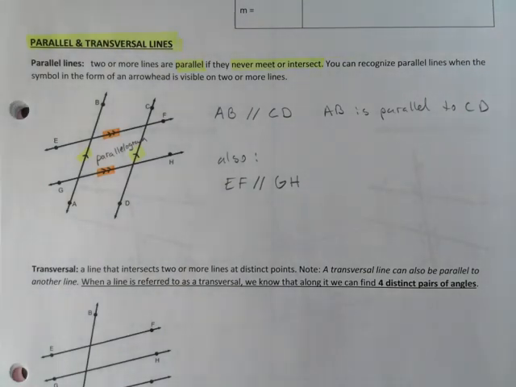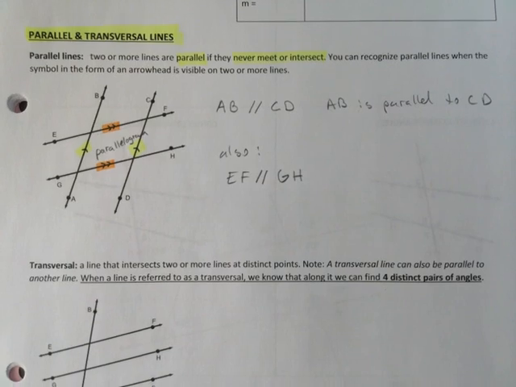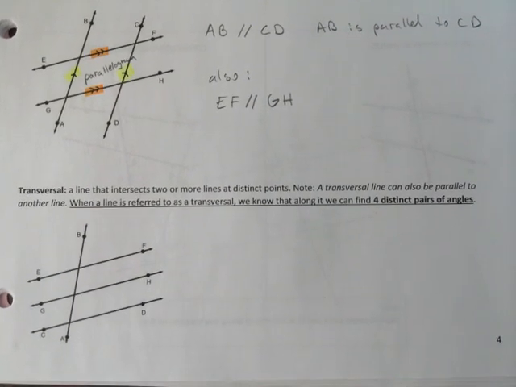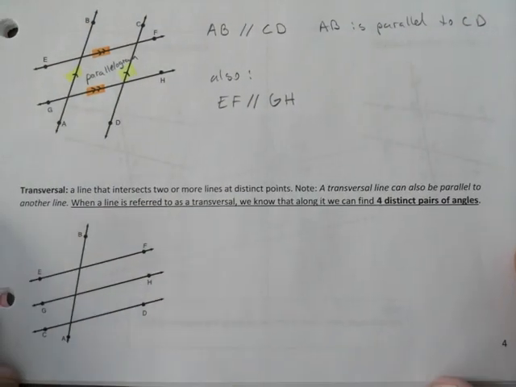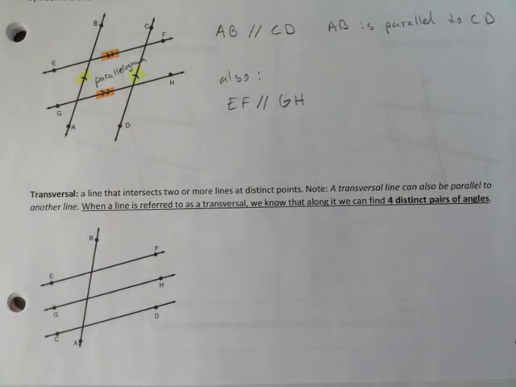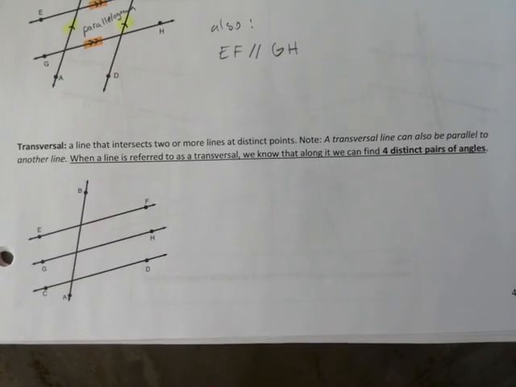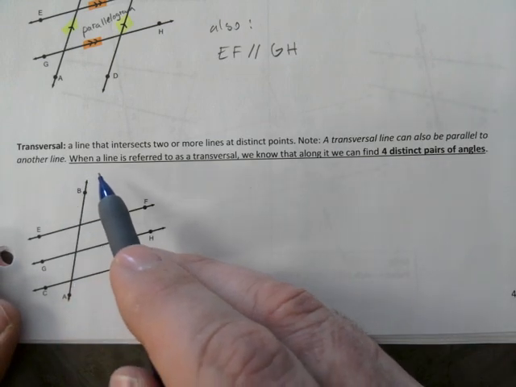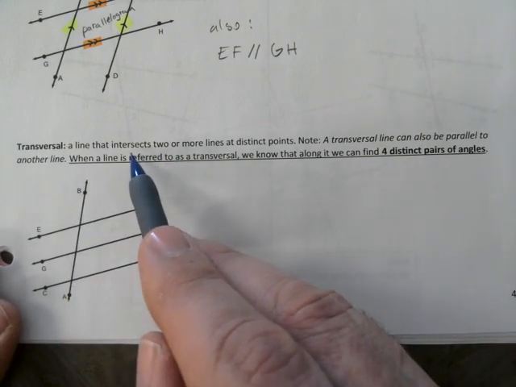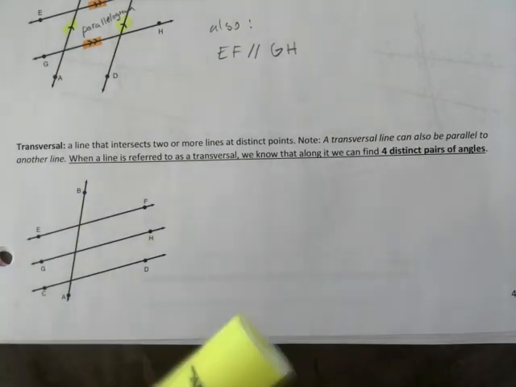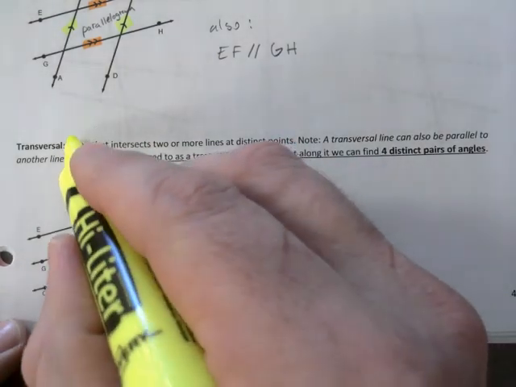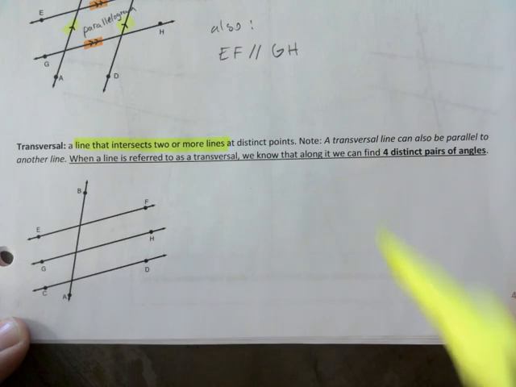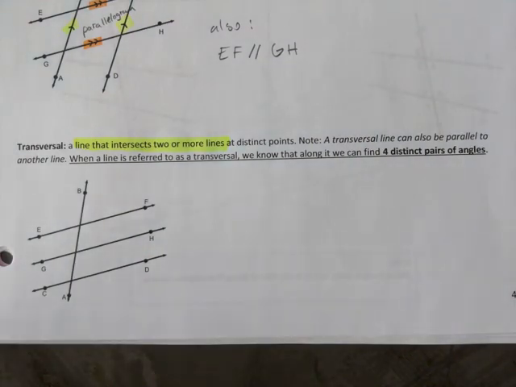So parallel lines, that's the definition, and that's how we indicate it on a diagram. Sometimes it's just in words, and sometimes it's just with the markings. Transversal: a line that intersects two or more lines is called a transversal.